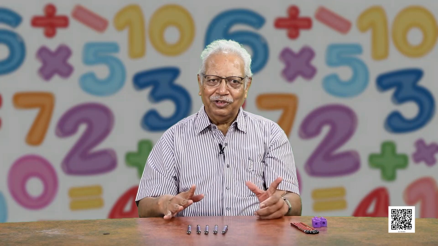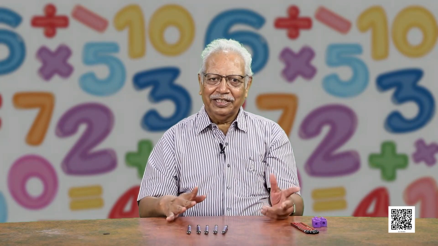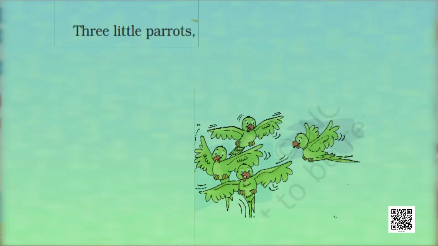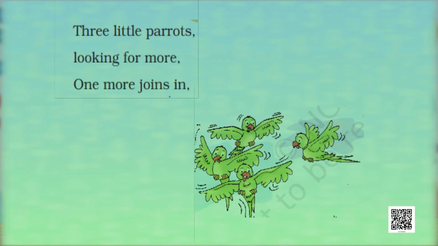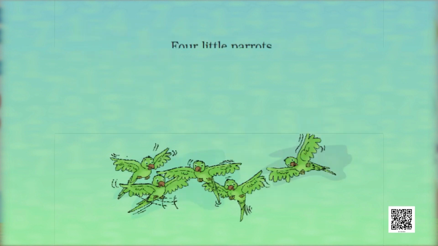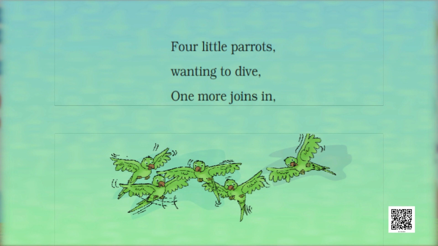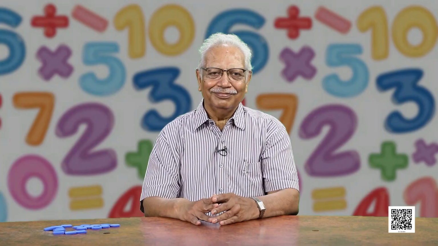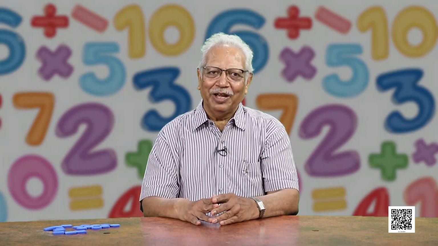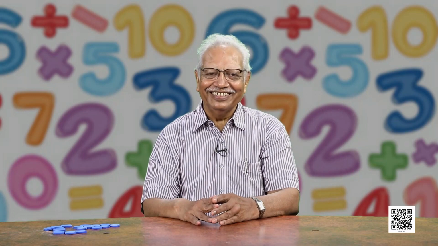You can count or you can remember, making them 3. 3 little parrots looking for more, one more joins in, making them how many? 1, 2, 3, 4. 4 little parrots wanting to dive, one more joins in, making them how many? 5. Enjoyed the poem of 5 parrots, isn't it?